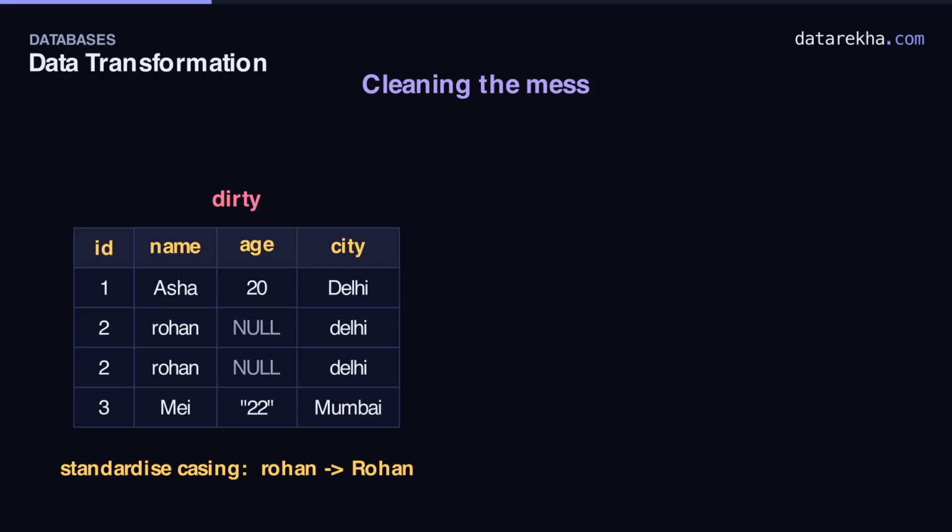Problem 2. Inconsistent formatting. The name is lowercase, and so is one city. We standardize the casing, so Rohan and Delhi match the rest. Otherwise, the same city counts as two different places.